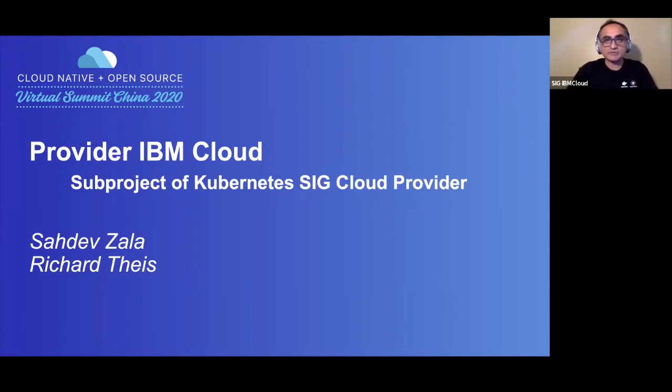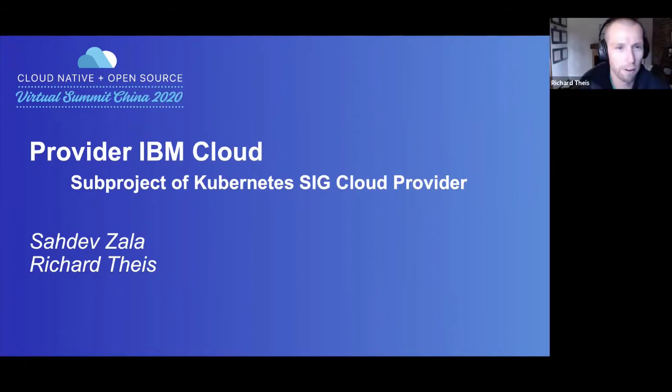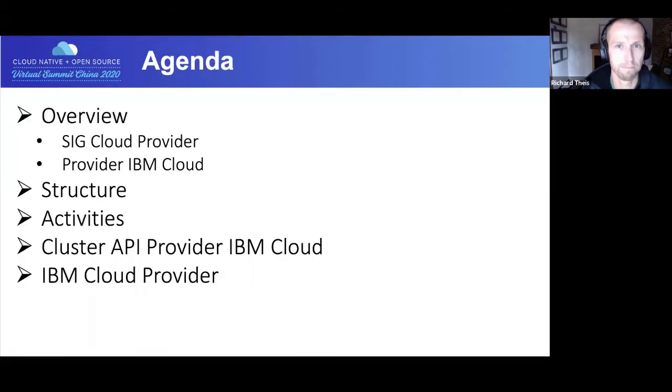Richard, would you like to introduce yourself, please? I'm Richard Theis. I work on the IBM Cloud Kubernetes Service and Red Hat OpenShift on IBM Cloud Managed Services. And I also co-chair the Provider IBM Cloud, working primarily on our Cloud Provider component for the IBM Cloud Kubernetes Services. Thank you, Richard.